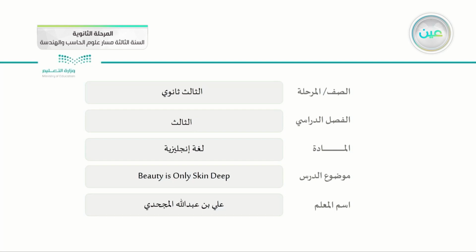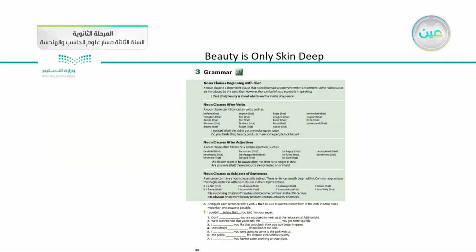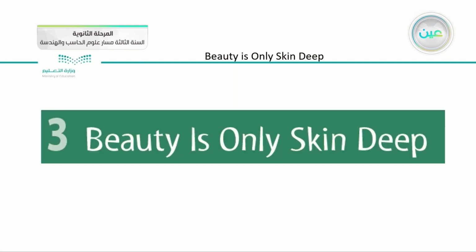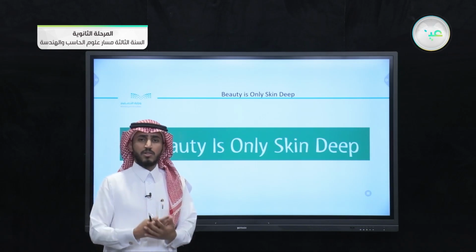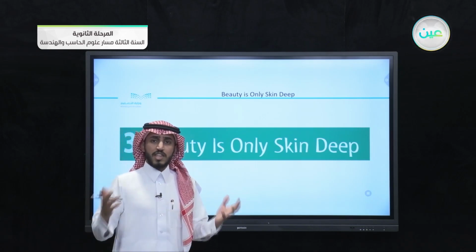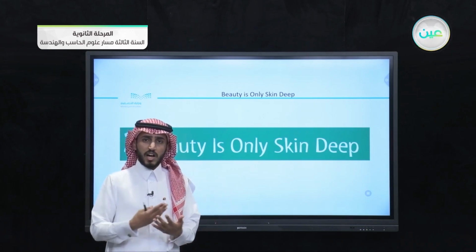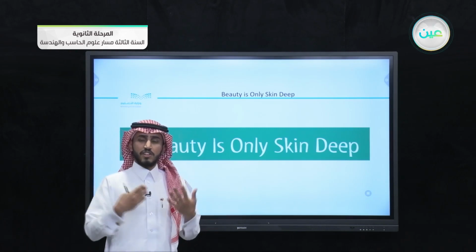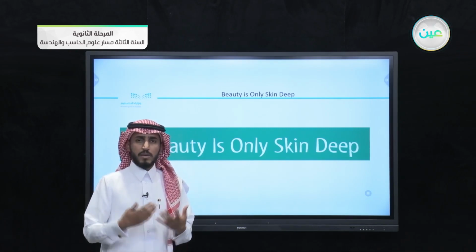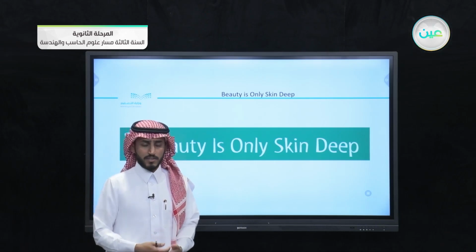But before we start today's lesson, let's take a quick overview of the previous lesson, which was grammar. In the previous lesson, we started by explaining the meaning of the unit, which is "Beauty is only skin deep." We said it means that beauty is something artificial. It doesn't reflect the inner beauty of people and their personal traits.